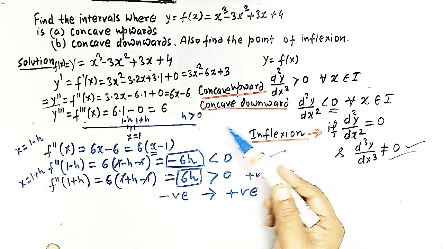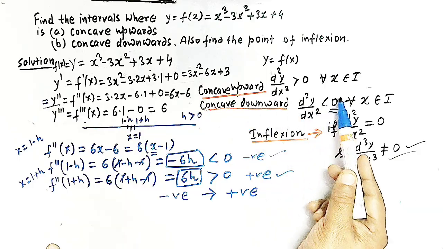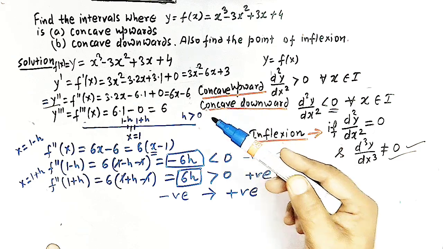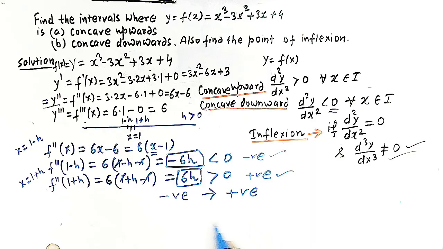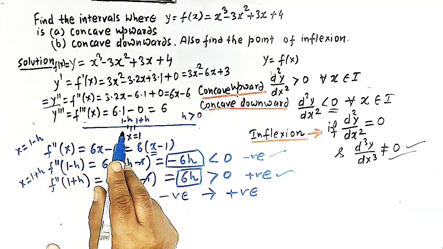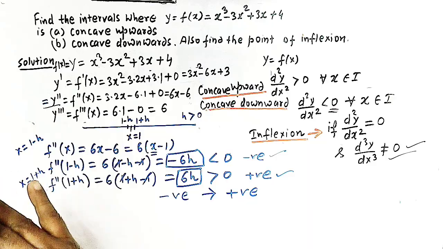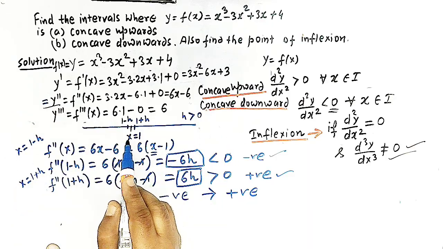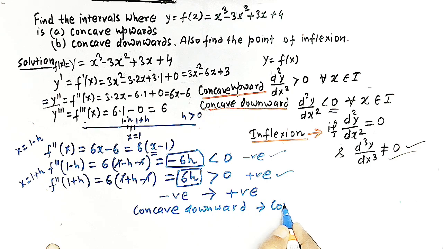And we know that the curve is concave downward when the second derivative is less than 0, that is negative, and the curve is concave upward when the second derivative is greater than 0, that is positive, right? So here the concavity changes when we make a transition from 1 minus h to 1 plus h, that is from left to right, going through x is equal to 1. So here the concavity changes from concave downward to concave upward, right?